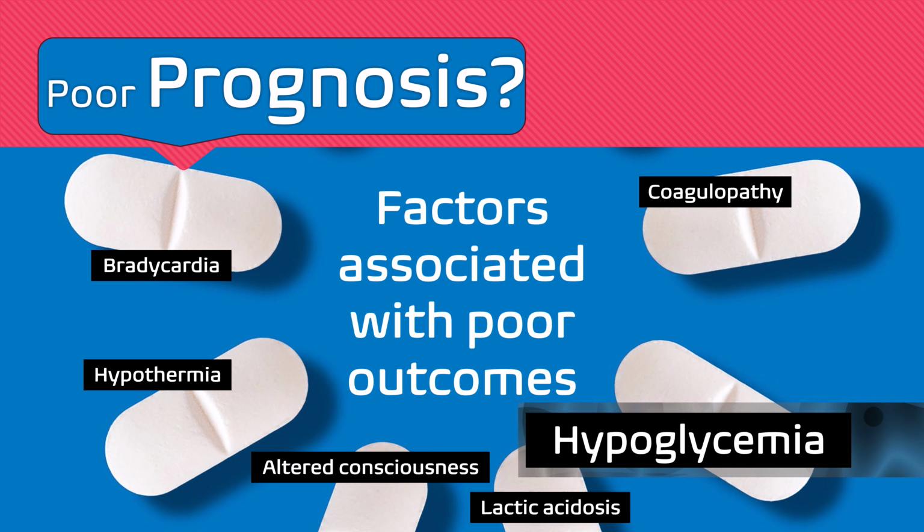So how can we anticipate whether or not a person has got a good or a bad prognosis? The following features in their assessment are very worrying: hypoglycemia, coagulopathy, lactic acidosis, altered conscious level, bradycardia, kidney failure or rhabdomyolysis, hypothermia or hyperthermia are all factors associated with poor outcomes in the context of paracetamol overdose.